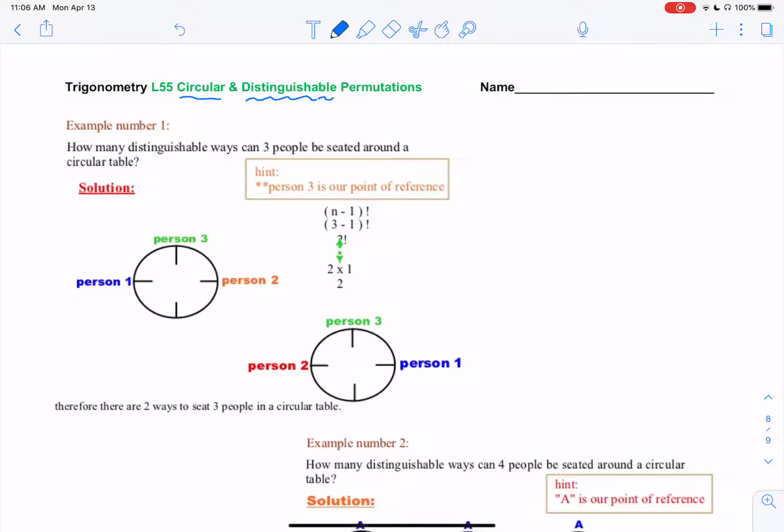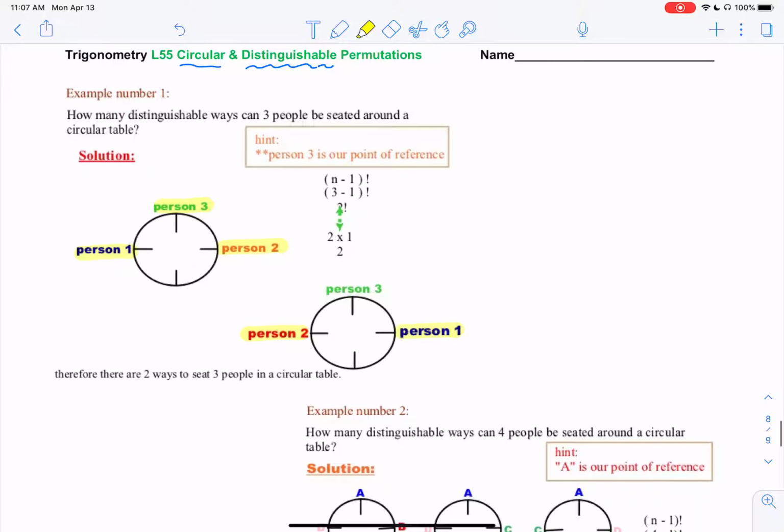The type of question you would be asked is, how many distinguishable ways can three people be seated around a circular table? So if I take a possible scenario here with person 1, person 2, person 3, and then I also rearrange it to say, well, if person 3 stays in the middle, but we just switch where person 2 and person 1 are sitting, that would be yet a different way, and therefore there are only two ways to seat three people at that circular table.